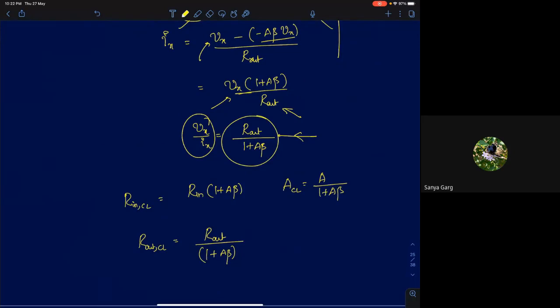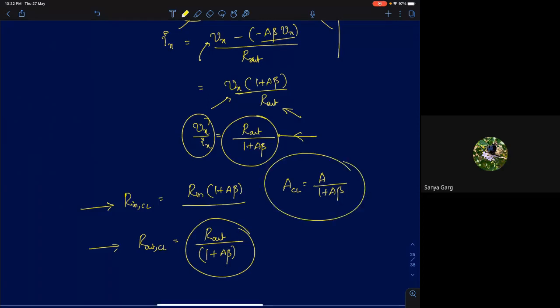So what we have seen so far is that for a voltage input, voltage output amplifier, the closed loop input resistance gets multiplied by a factor of 1 plus A beta. The closed loop output resistance gets divided by a factor of 1 plus A beta. And the closed loop gain gets divided by a factor of 1 plus A beta.